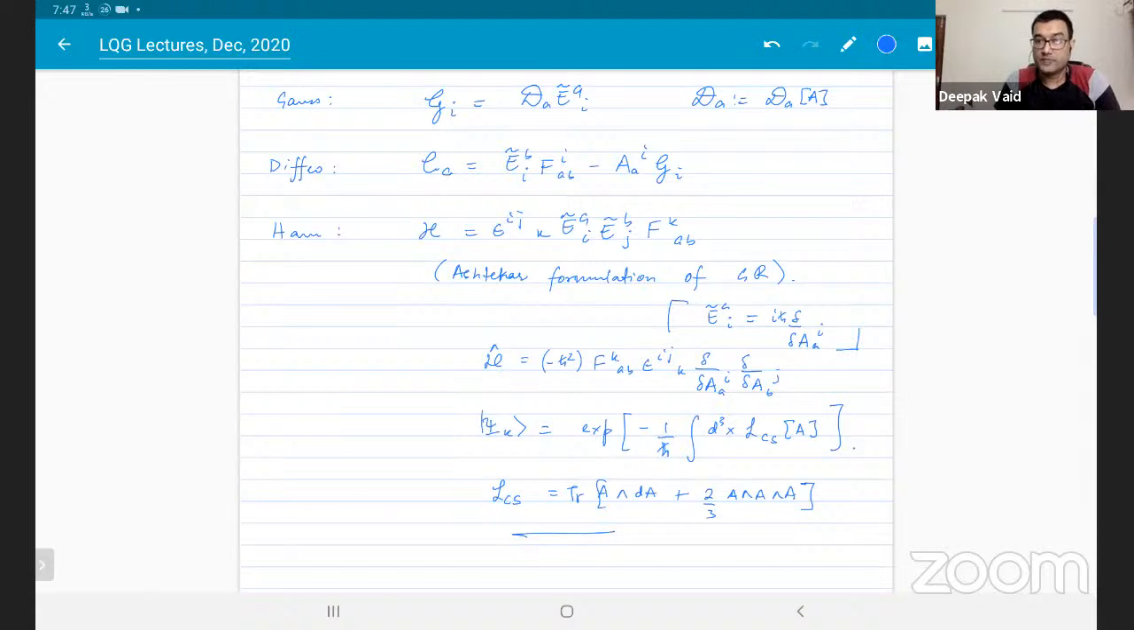So it has given predictions about the spectrum of Hawking radiation. It has given predictions about the transformation of black holes to white holes, tunneling of black holes to white holes, and about the spectrum of inflationary perturbations.